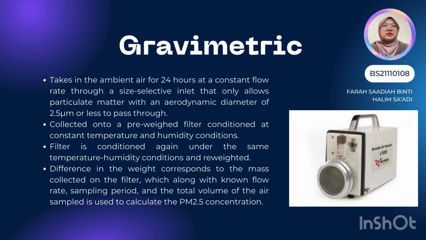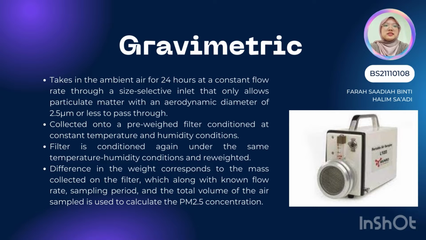Gravimetric analysis of particulate matter collected via filtration is the most widely used technique for determining ambient concentration of particulate matter as well as the amount of particulate matter in emissions. The gravimetric method takes in ambient air for 24 hours at a constant flow rate through a size-selective inlet that only allows particulate matter with an aerodynamic diameter of 2.5 micrometers or less to pass through. The samples of particulate matter are collected on the filter paper.